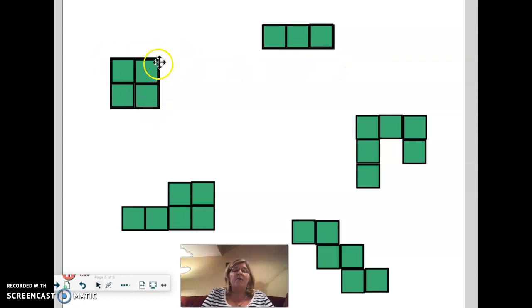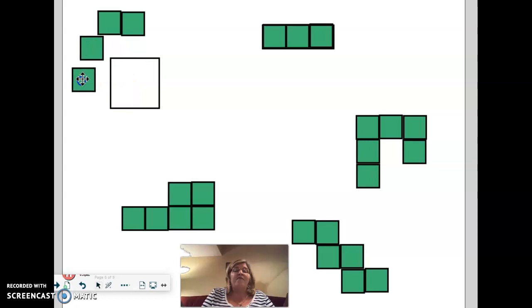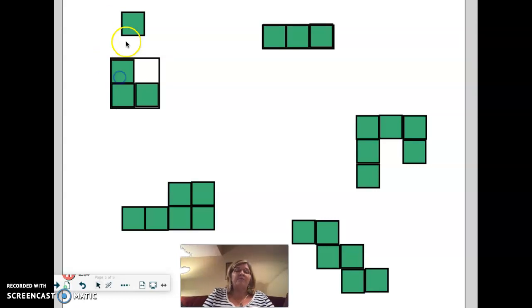Now let's look at this square. How many square inch tiles does it take to fill up this square? If you said 1, 2, 3, 4, you are absolutely correct. There was our square, and it took 4 square inch tiles to fill it up. So the area of this square is 4 square inches.